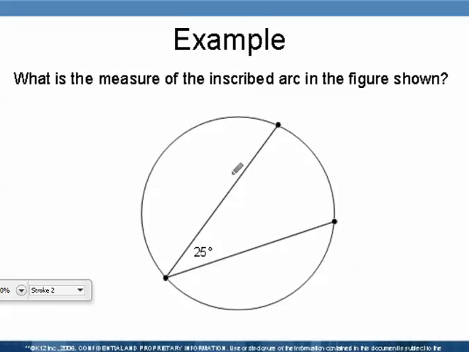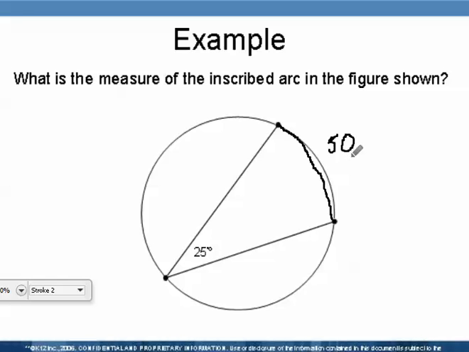Here's an example. What's the measure of this arc right over here? What's the measure of that arc? Well, the angle's 25 that inscribes it. That means this arc is going to be 50. Why? Because the angle is half of the arc.